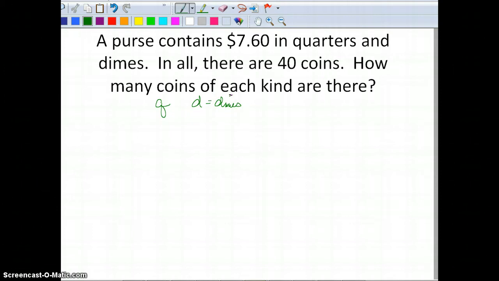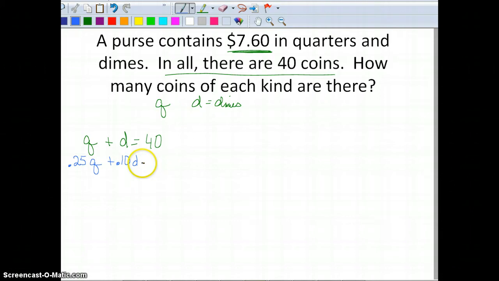Now I have to write my equation. I'm going to start with the one that's a little easier. In all, there are 40 coins. So that means if I add up my quarters plus my dimes, I'm going to get 40. Now I'm going to go back and look at the first part. A purse contains $7.60 in quarters and dimes. So that means the value of a quarter times how many quarters I have, plus the value of a dime, 0.10, times how many dimes I have, is equal to $7.60.